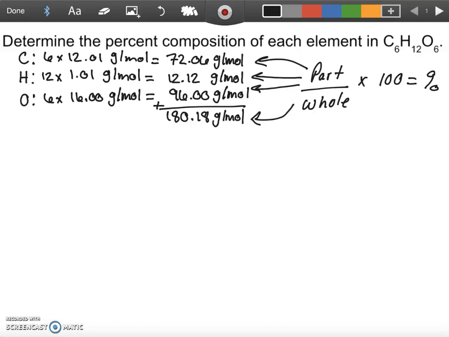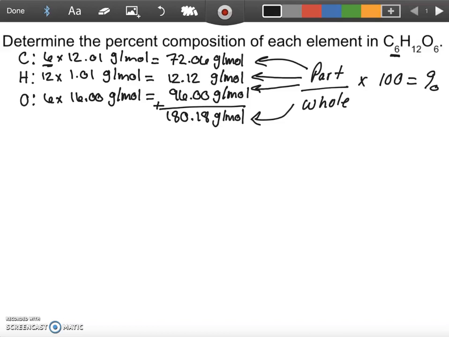Just in case you need a refresher, the molar mass is the number of each element present in the formula. For instance, there are 6 carbons, multiplied by the weight of carbon, or the molar mass. Same thing with hydrogen. There are 12 hydrogens present, multiplied by the molar mass of hydrogen, and that'll get you the total weight of hydrogen in this formula. Then again, for oxygen, there are 6 oxygens present, and the weight of oxygen is 16. Multiply those together to get the total weight. Add them together, and then you get the molar mass.